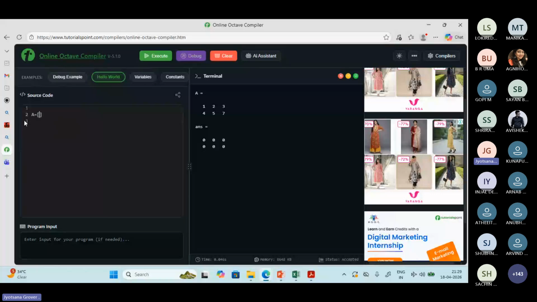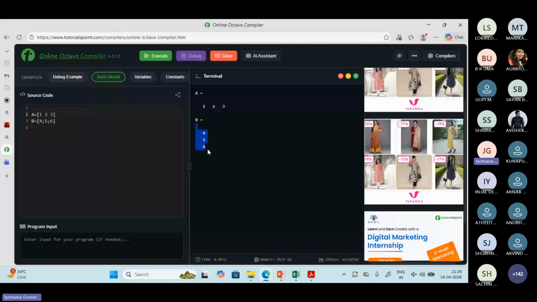A is a row vector, suppose 1, 2, 3, and B is a column vector, 4, 5, 6. A is a row vector, B is a column vector. Now, A is a special type of matrix because it's a row vector. So what is the dimension? It is 1 row into 3 columns, 1 into 3. And this is 3 into 1.